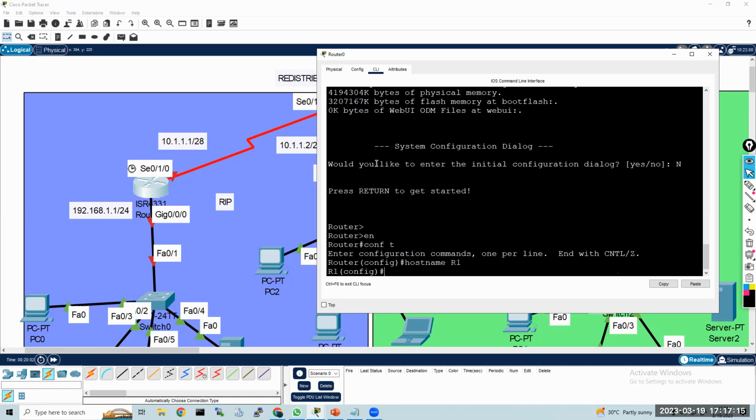So what's the next step? Go to the interface and assign an IP address. Let's go to interface GigabitEthernet 0/0/0. Yeah.